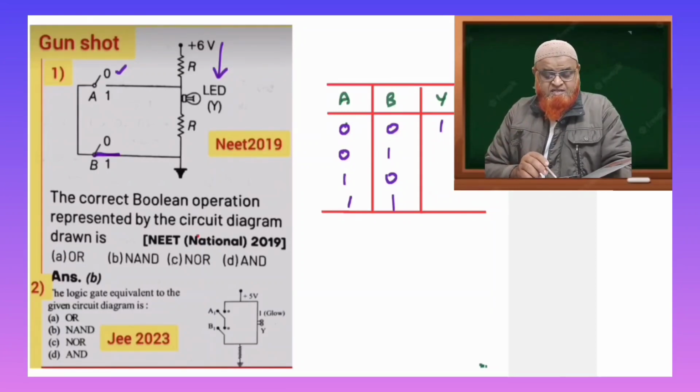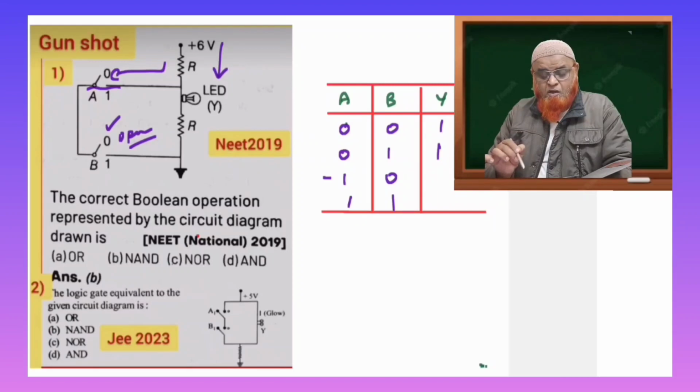So the next case is 0 and 1. 1 means B is closed. Then what will you get? When B is closed, as A is open here, the current will not pass through the key. So the current has to pass through the bulb, and the output will be 1. Next concept is 1 and 0. If the upper terminal A is closed and B is open, that means 1 and 0, then you will see that the current will not pass through the keys A and B. The current will pass through the bulb and the bulb will glow. The bulb will glow in this case also.